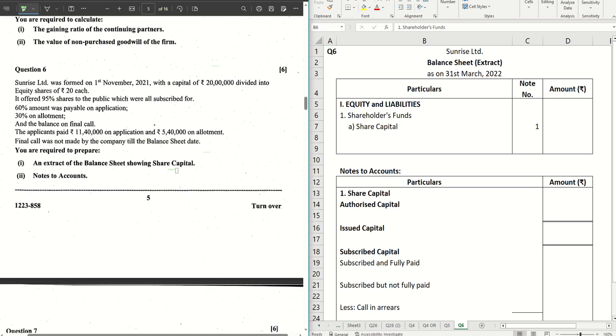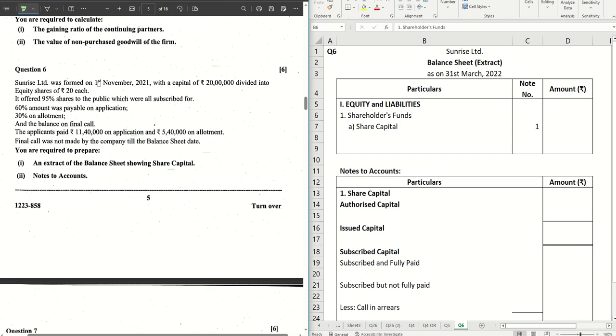Alright, this is a sum on balance sheet where we are required to prepare an extract of the balance sheet showing the share capital and also the notes to accounts. So this is a 6 mark sum. Here, again, no journal is requested. So please do not end up making journal entries. That will take away a lot of your time, and that's not required, so you will not earn any marks for that. Let's pick up one by one.